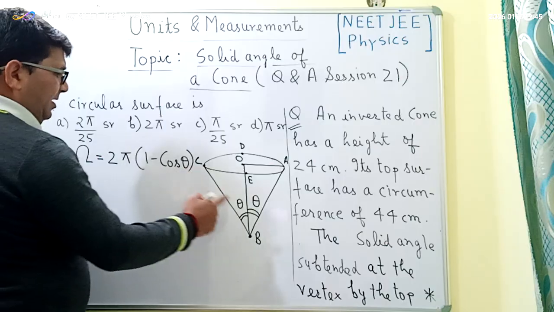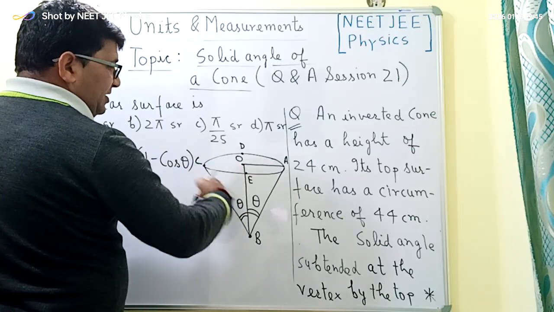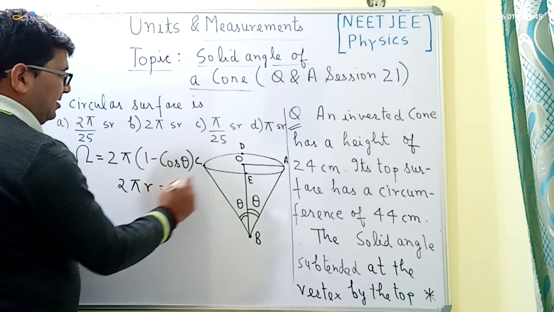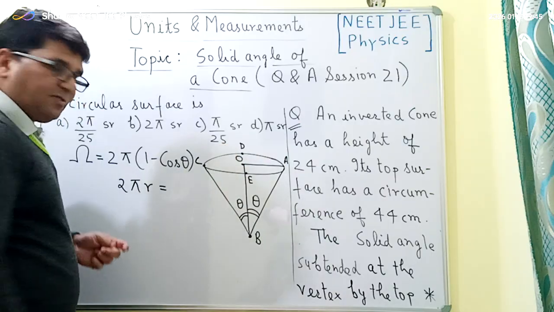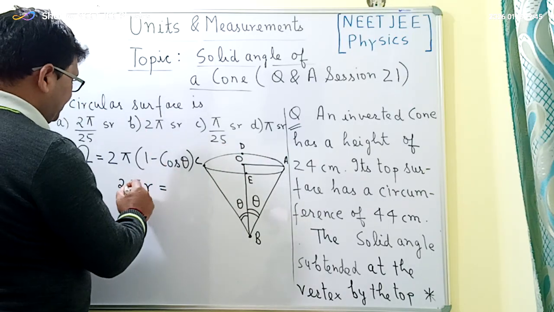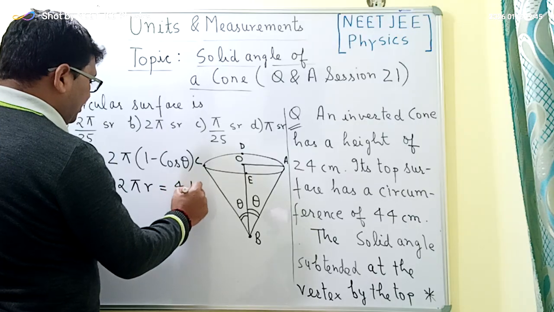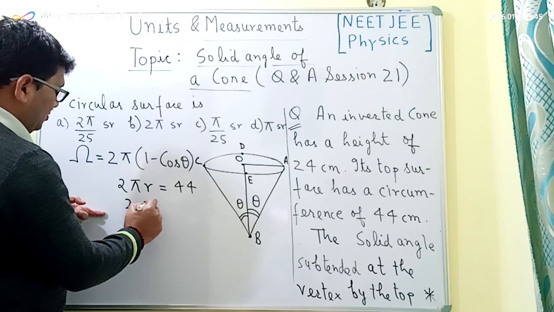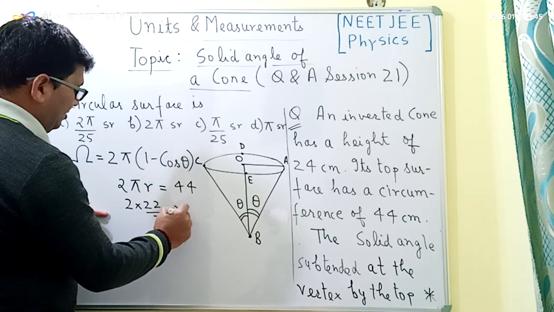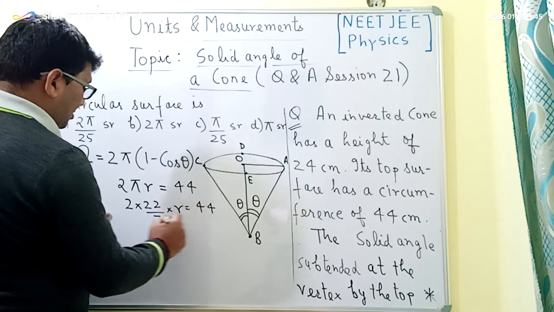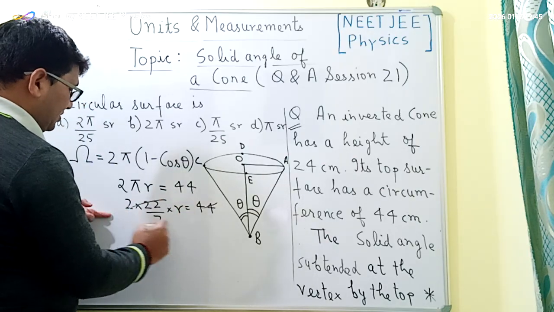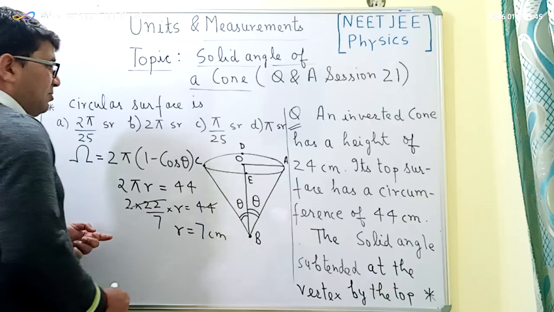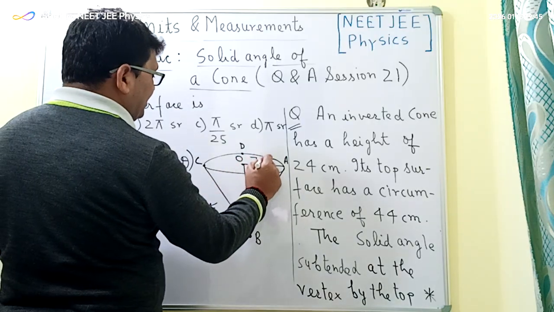Here the circumference of the top surface is 44 centimeters. So 2 pi r, where r is the radius of this circular top surface, will be equal to 44 centimeter. Pi is equal to 22 by 7, so 2 into 22 by 7 into r is equal to 44. This 44 and 44 get cancelled out, so the radius of the top circular surface is equal to 7 centimeter.